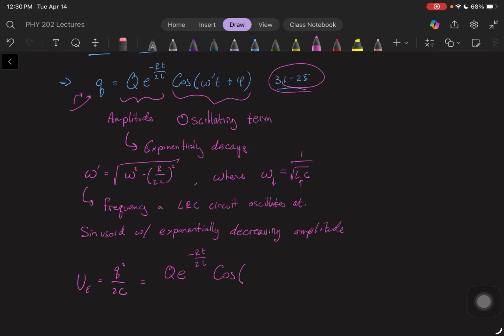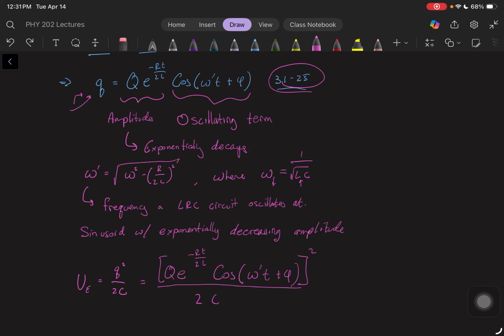Times cosine omega prime t plus phi. I totally could have just done the copy thing, but whatever, we're already here. And then that was Q squared. Actually, I feel like square brackets are justified here. And then over 2C, right? We just brought this 2C over.